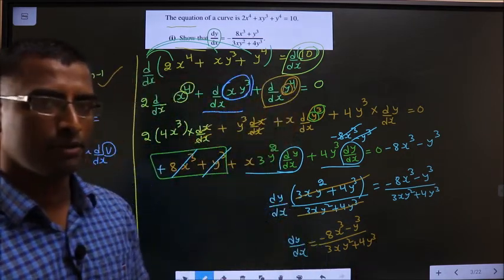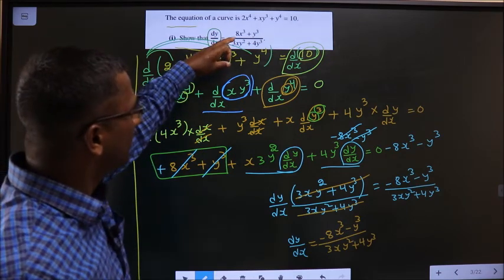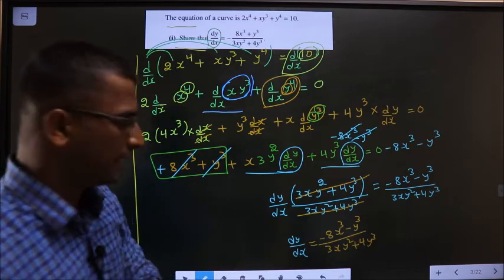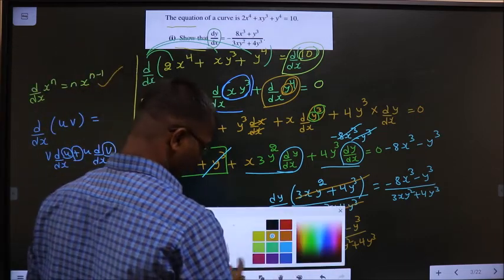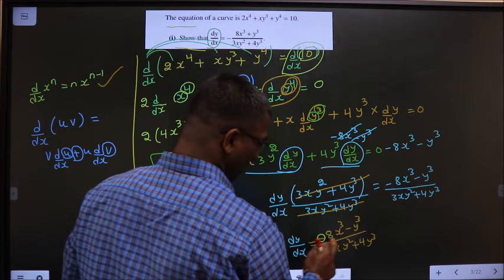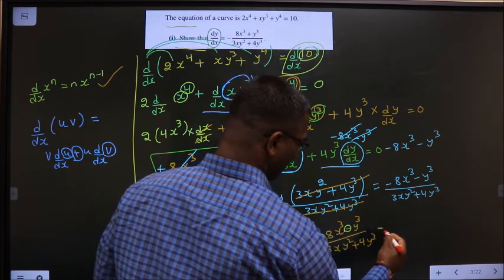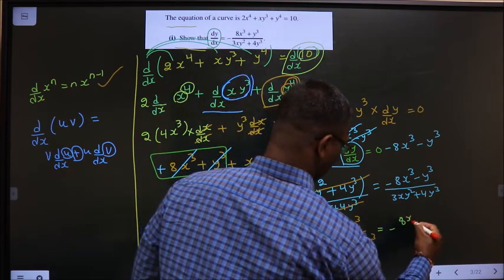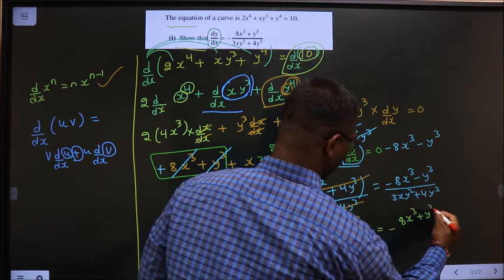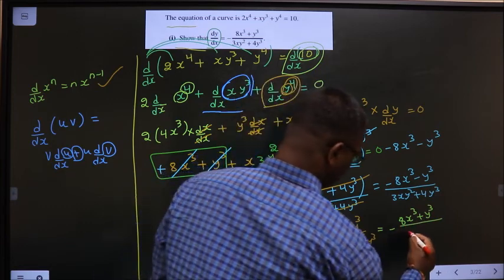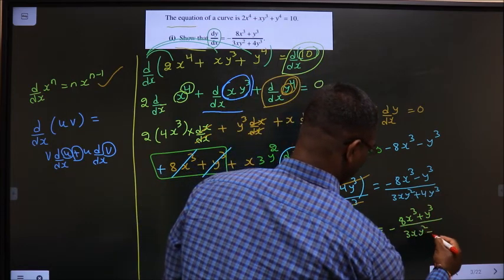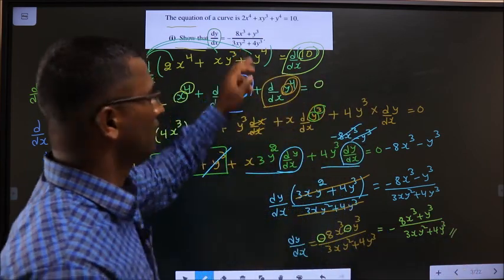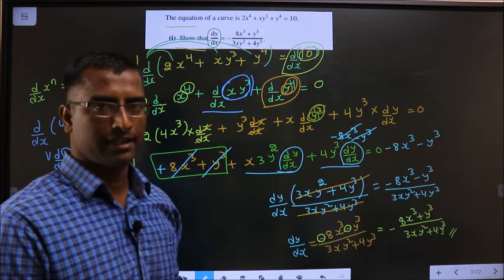And what do we have to get? We have to get 8x cube plus y cube. For that, what you do is, the negative is present in both. So take that negative common and write in this way. So minus of 8x cube plus y cube by 3xy square plus 4y cube. So we got what he told us to get. Clear?